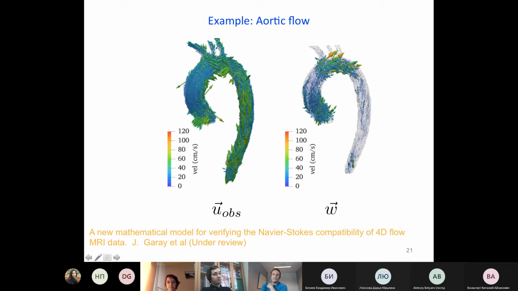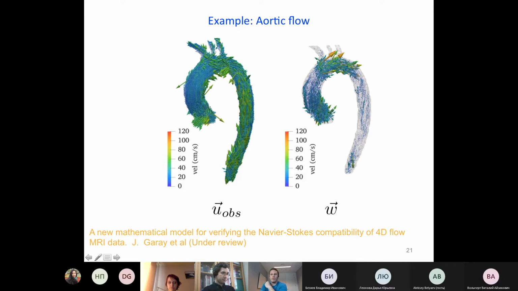So if you get a W that is comparable in magnitude with the velocity, then you can be quite sure that the measurements are not correct. If you get something that's much lower than the observed velocity, then you can be quite sure that your measurements are reliable. We actually have a preprint which is under review about this, also with more results on patients and subjects, and with the finite element method formulation that we developed.